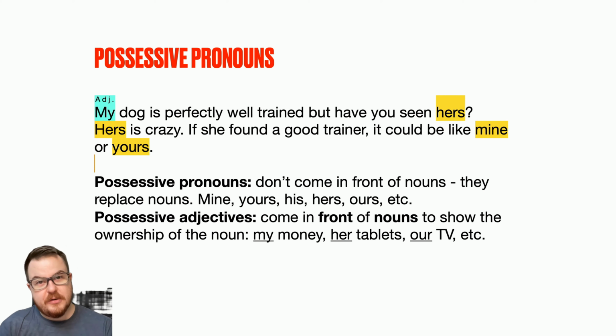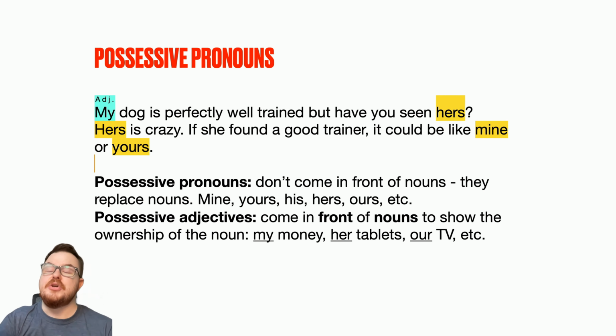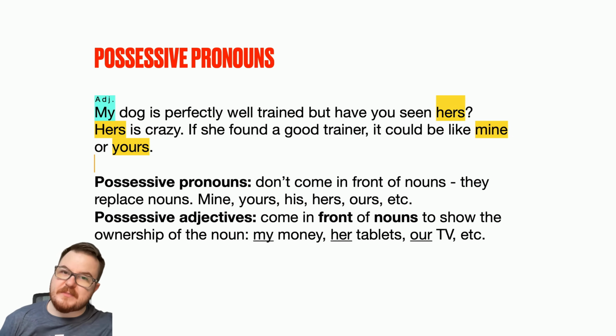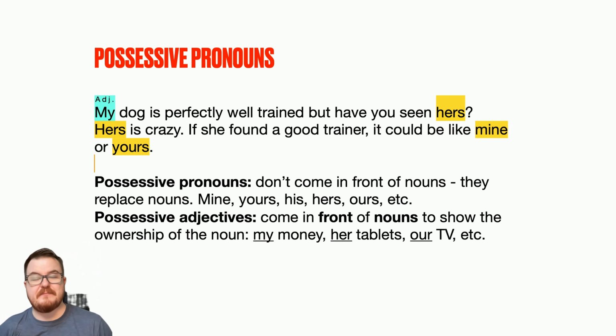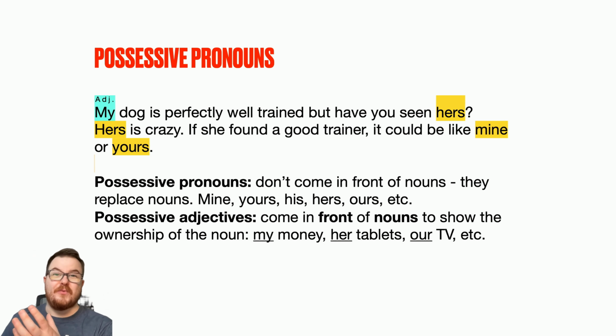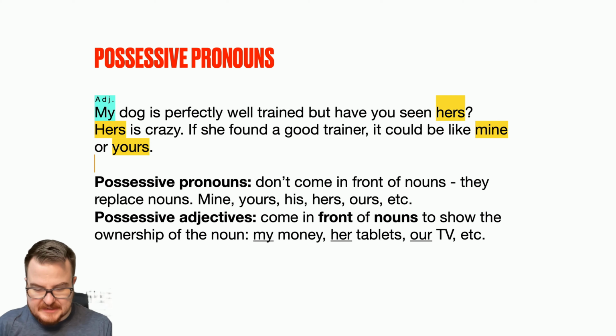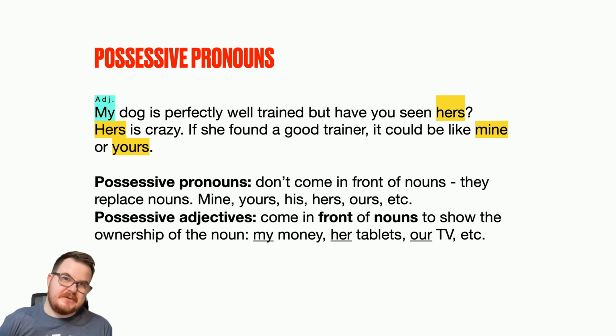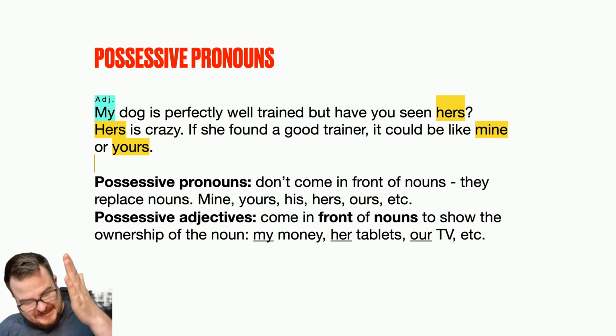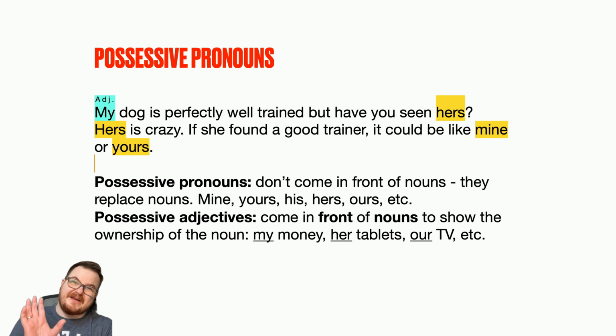And the problem is in German, when you conflate these two things, you make mistakes. There are different endings for possessive adjectives than there are for possessive pronouns, and vice versa. That means you can end up using the wrong ending for the wrong word because you think it's the same thing. So let's create a little box in our mind called possessive pronouns, and then let's put a separator in there so that we have possessive pronouns on one side and possessive adjectives on the other.